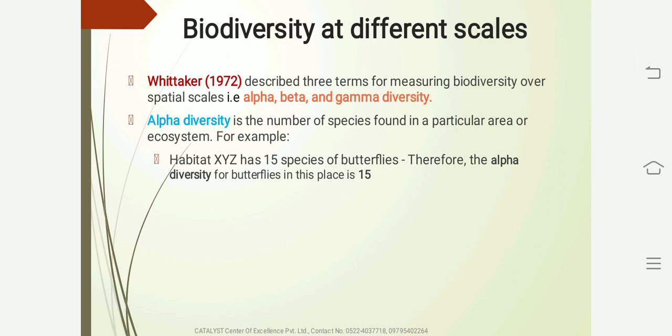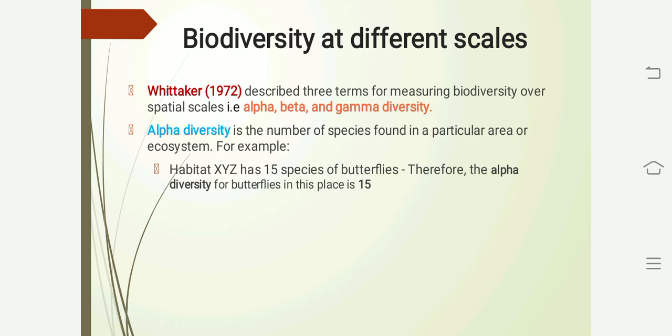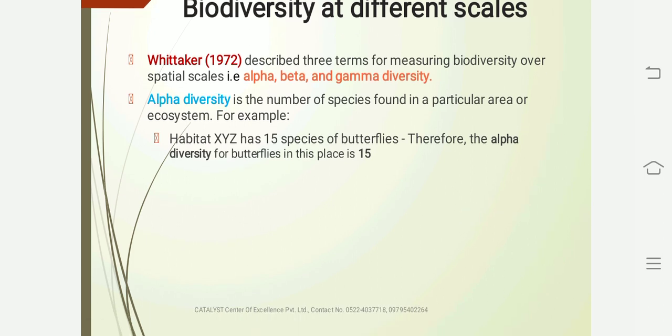It is the lowest level of diversity. As we go up from alpha to beta to gamma, you will see that it becomes larger and larger, and this is the lowest one. So alpha diversity is only about the number of species found in a particular area, a particular patch, or a particular ecosystem.